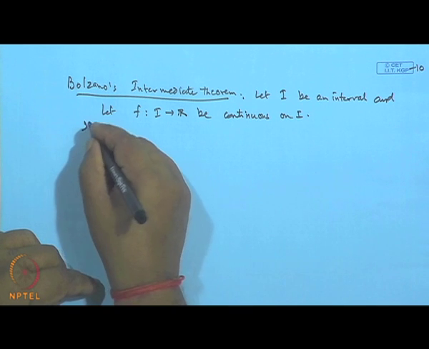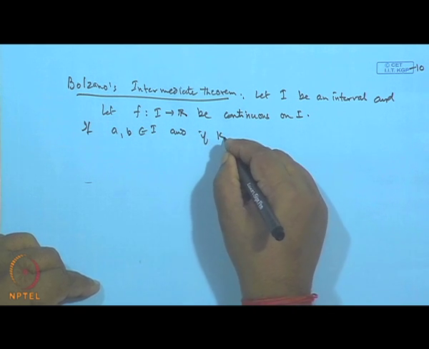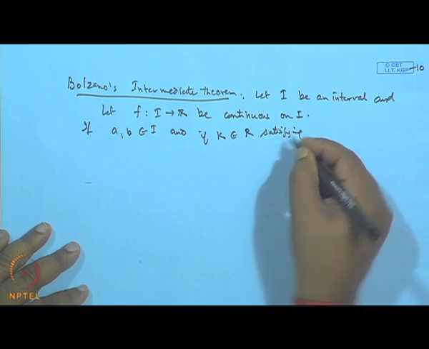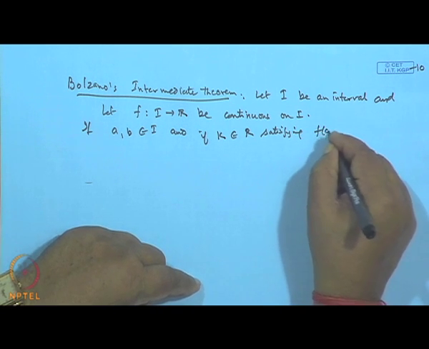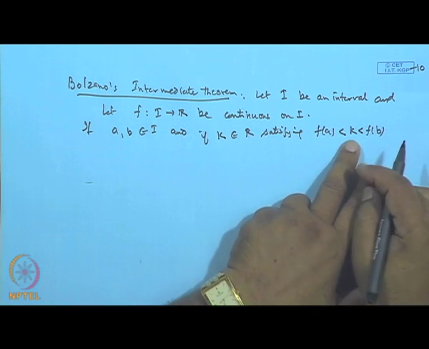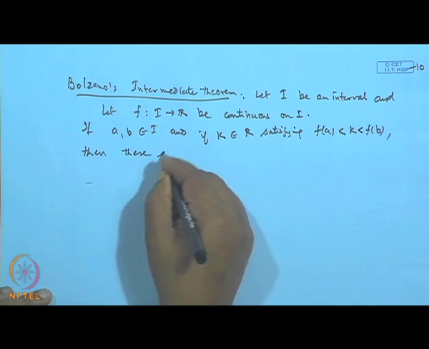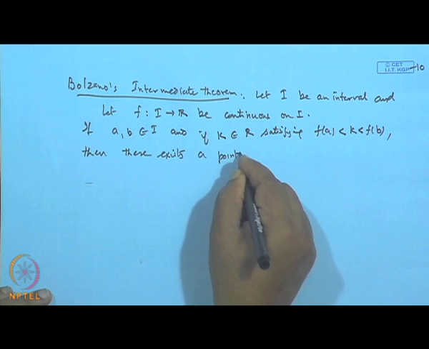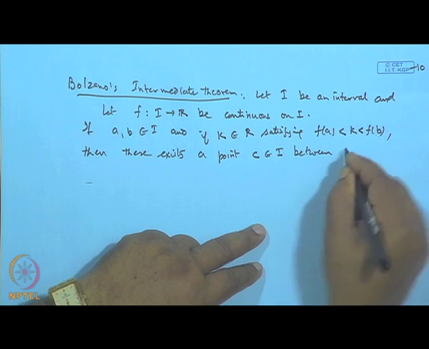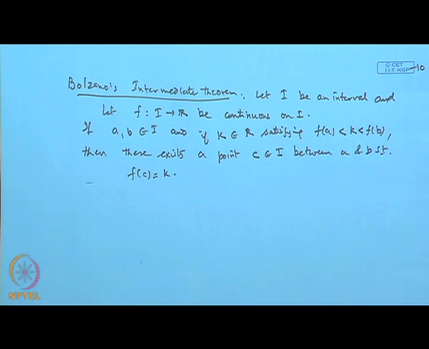Now, if a and b belong to I, and if k is any real number satisfying the condition f(a) is less than k, which is less than f(b), meaning in between f(a) and f(b) we are choosing a real number k, then there exists a point c in I between a and b such that the value of the function at the point c is k. This is known as the intermediate value theorem.